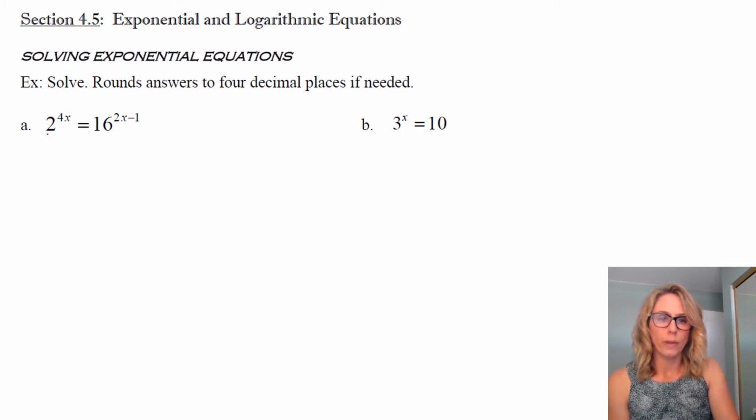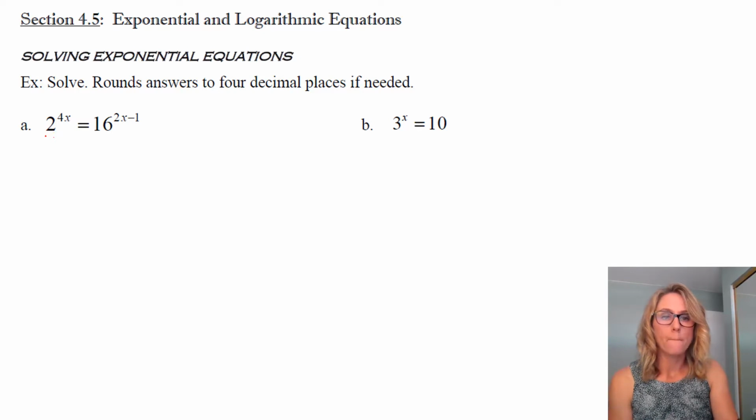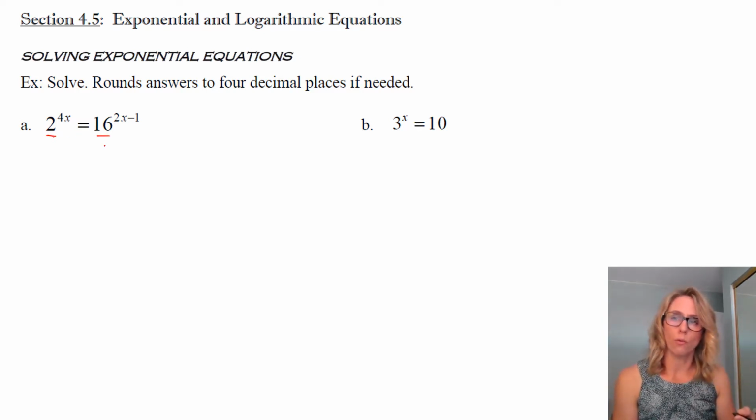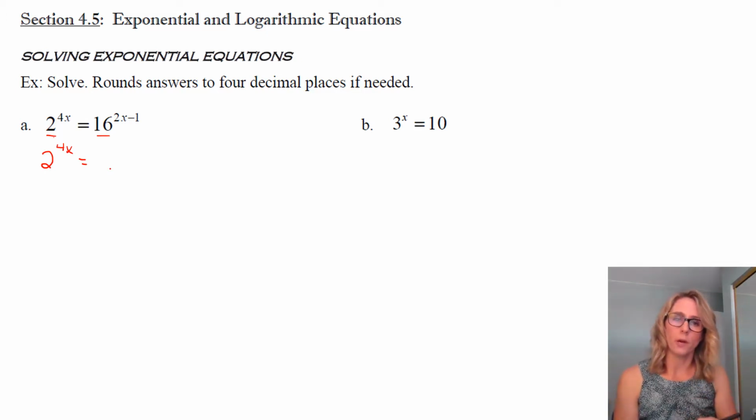But what I want to show you with A, we have 2 to the 4x equaling 16 to the 2x minus 1. So the idea here is there's a couple different ways we can do it. Because 2 has a relationship with 16, we can do this in a certain way. Because we can write 2 as a power, 2 to a power, that gives us 16. So what I mean by that is I have 2 to the 4x, and then on the other side here, I have 16 to the 2x minus 1.